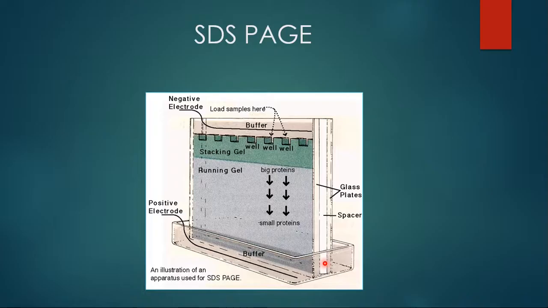Now if you see, this is the SDS gel, and here is all the buffer. This is a vertical type, and this is a well where you are going to load your samples, with the stacking gel. Now when you place your sample, the big proteins stay behind and the smaller proteins move faster toward the positive charge, and that's how this is useful for the separation of the proteins.